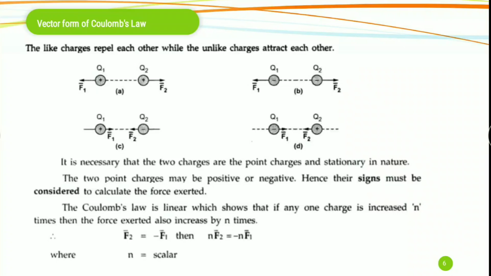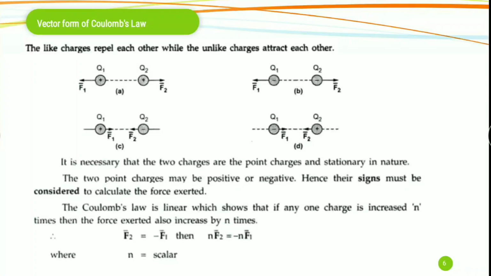It is necessary that the two charges are point charges and stationary in nature. The two point charges may be positive or negative. Hence, their signs must be considered to calculate the force exerted. That is very important. That means these physical quantities are vectors, so their direction is a very important point. Based on that direction, before the physical quantity we have to mention whether it is positive or negative.